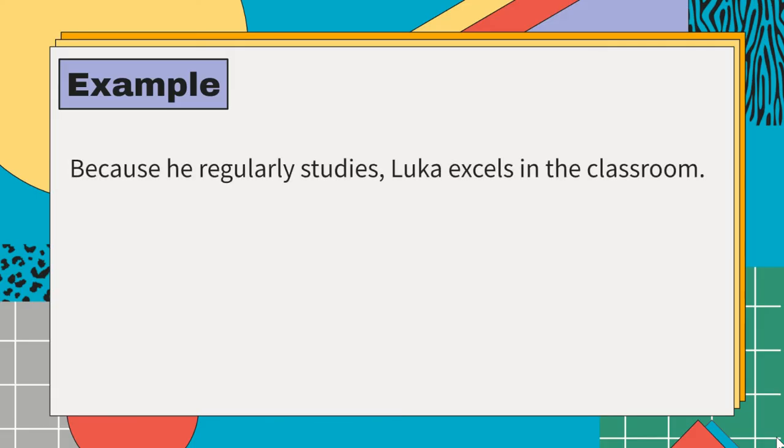Here's an example. Because he regularly studies, Luca excels in the classroom. So here's my regular sentence. Luca excels in the classroom. My awubis word is because. So I have a dependent clause now because I have the word because, and it's because he regularly studies. Because he regularly studies, that's a fragment. That's not a good sentence. But if I throw in a comma, I can connect these to make one good sentence.